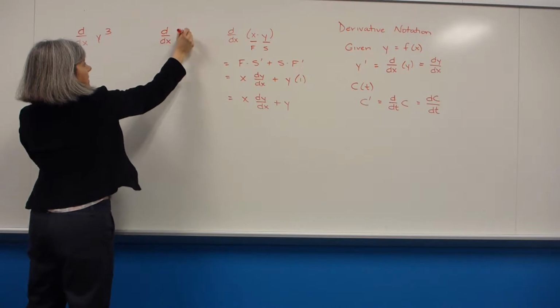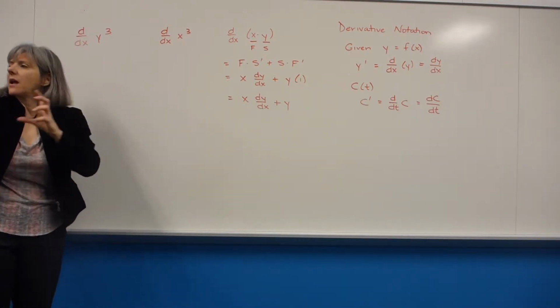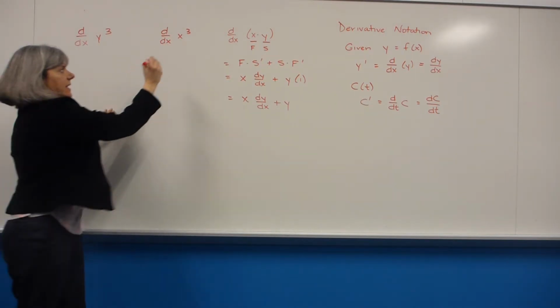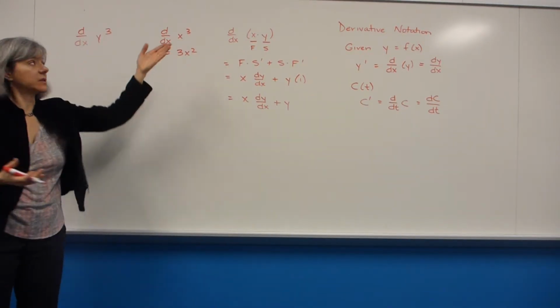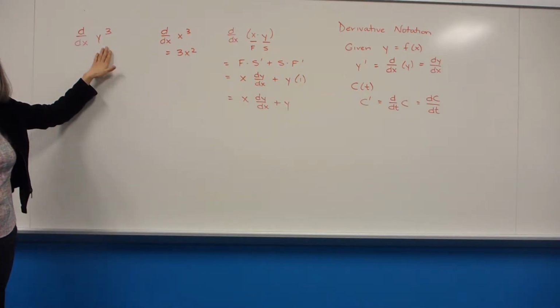You're still using the same rules. It's not like you change anything, we're just putting everything together. If the variables match, the answer is just 3x squared, because it's x cubed, a basic. Y cubed, is that a basic? No, because it's not x.